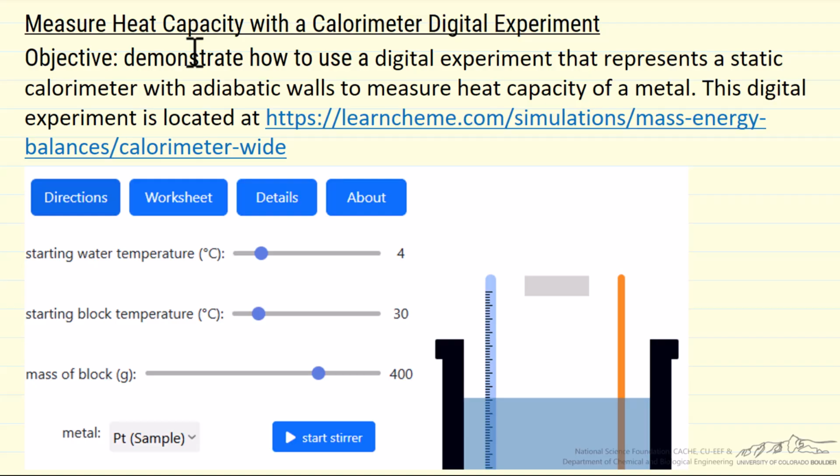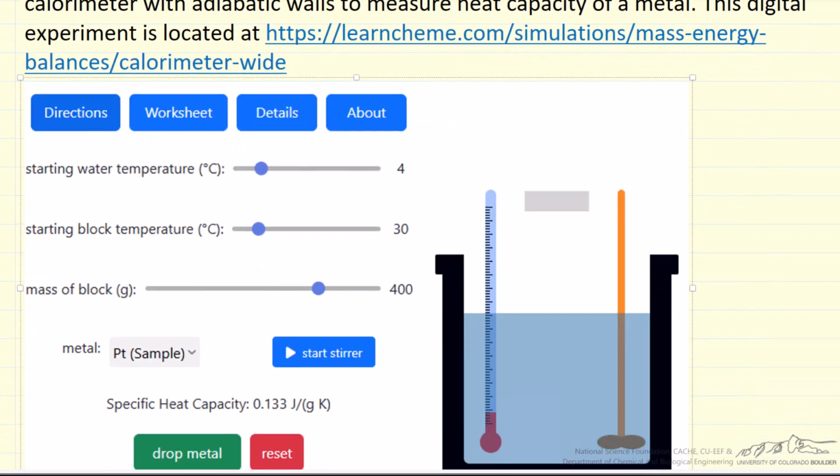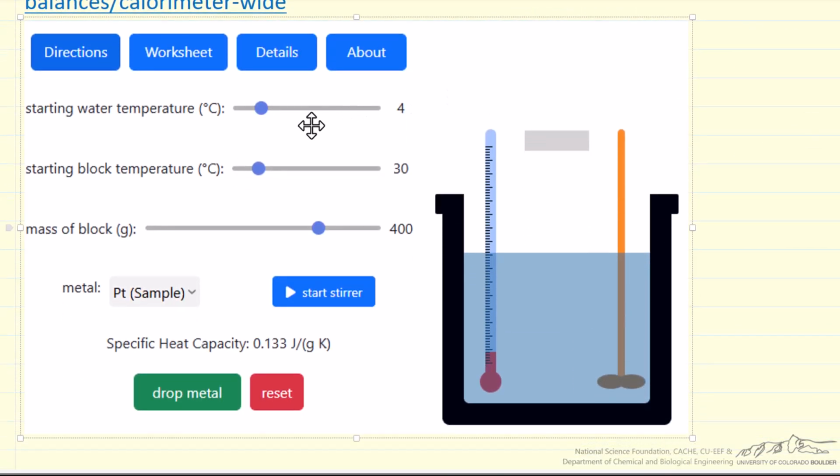Demonstrate how to use a digital experiment that mimics a physical experiment. And this is a static calorimeter. So it's an adiabatic container, has water inside, and we can change the starting temperature of the water. And what we're going to do is drop a metal block into the water.